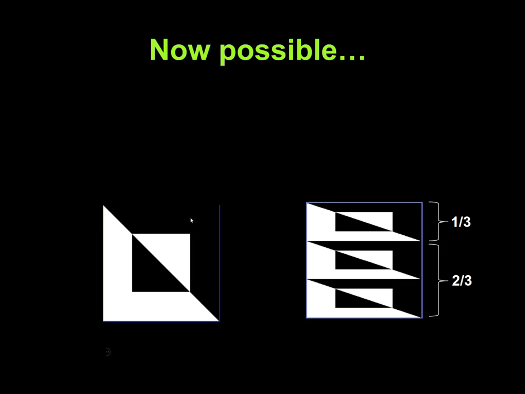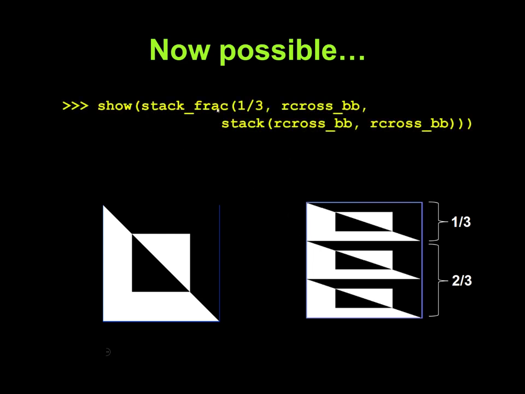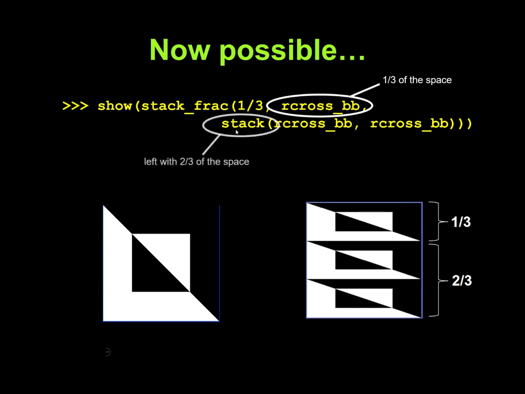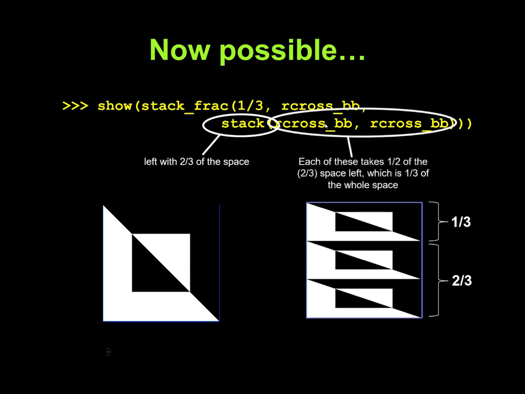So from R cross, we want to take 1/3, 1/3, 1/3, which means 1/3 and 2/3. To get this, we can do stack fraction 1/3 r cross. So we have this r cross taking up 1/3 of the space, which is here, and the remaining 2/3 of the space will be used by the next function, which will be stacking of r cross on top of r cross. As a result, the 2/3 is equally divided between these two, and therefore each of them is again 1/3, and we thus ended up with this image.